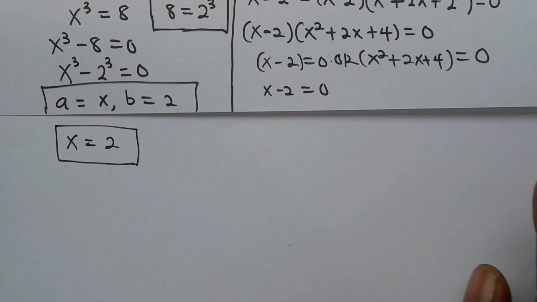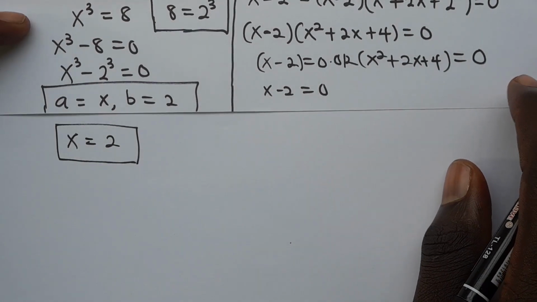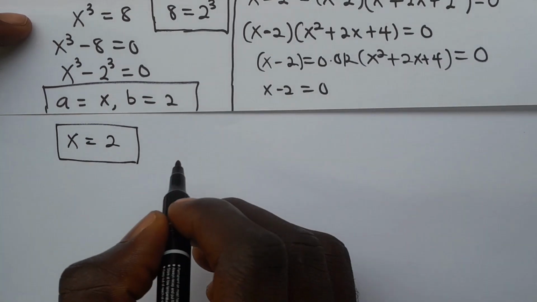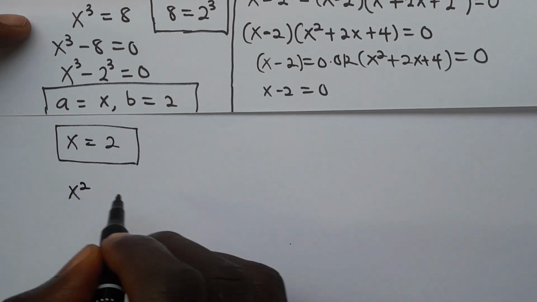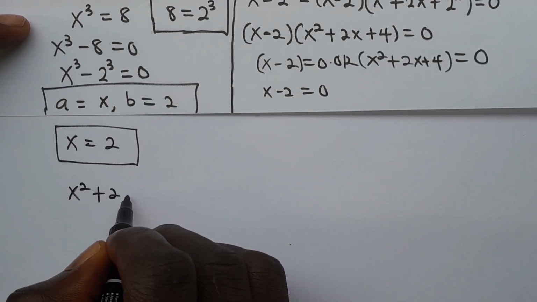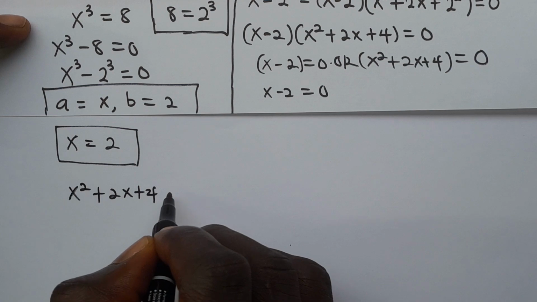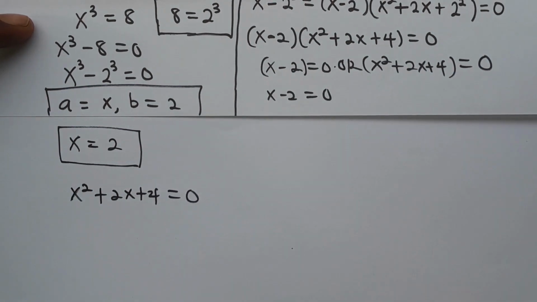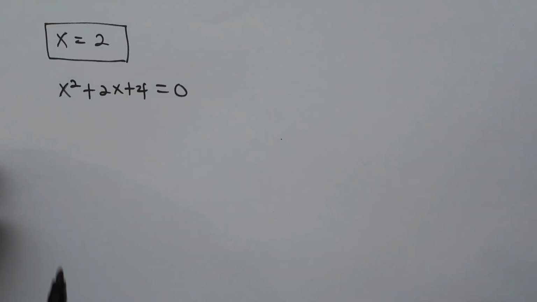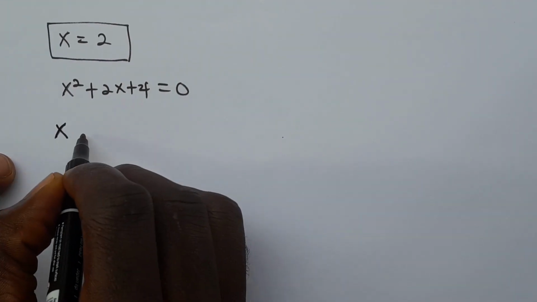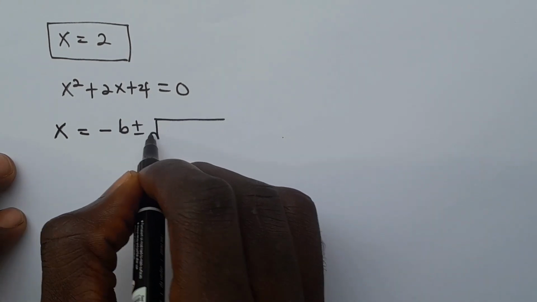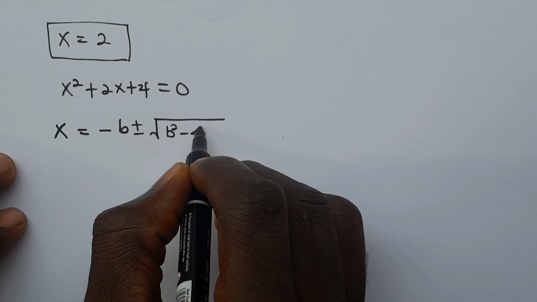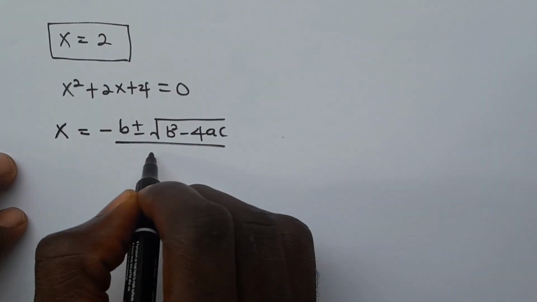And likewise, we have x squared plus 2x plus 4 to be equal 0. So by solving this quadratically, using the general expression x equals minus b, positive or negative, square root of b squared minus 4ac divided by 2a.